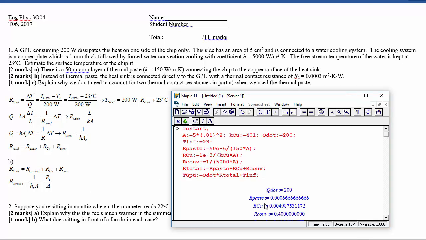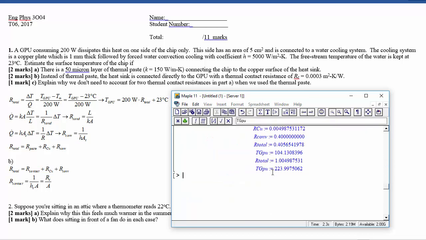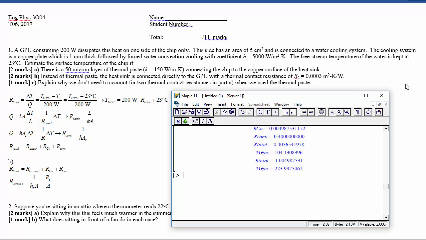Okay, so that means in this new version of the problem, we're instead going to say that R total is equal to not the paste resistance, but RC, which is 3e minus 4 divided by the area plus that. And now we've ended up with a temperature that's much higher, so 224 degrees Celsius. That is less likely for the GPU to survive at, so that's definitely no good. And that's why you want to use thermal paste.